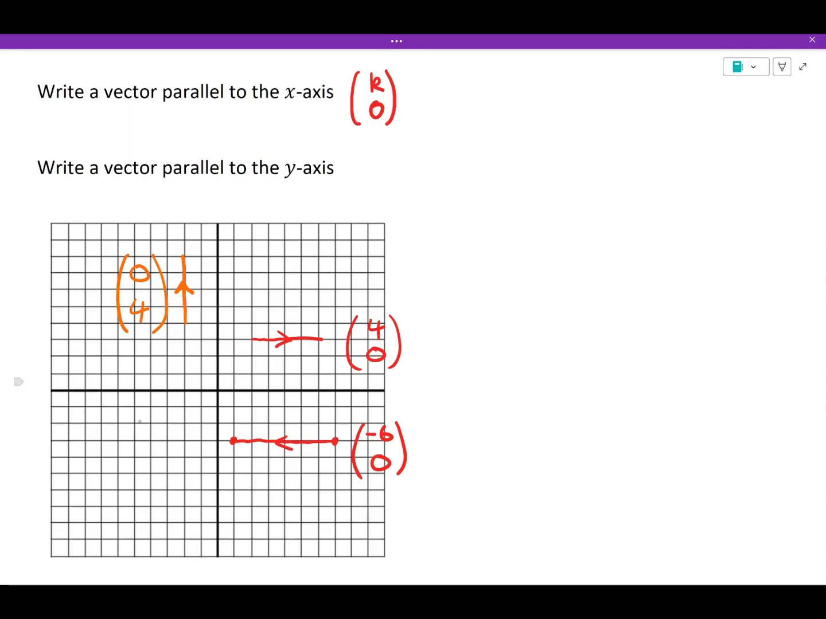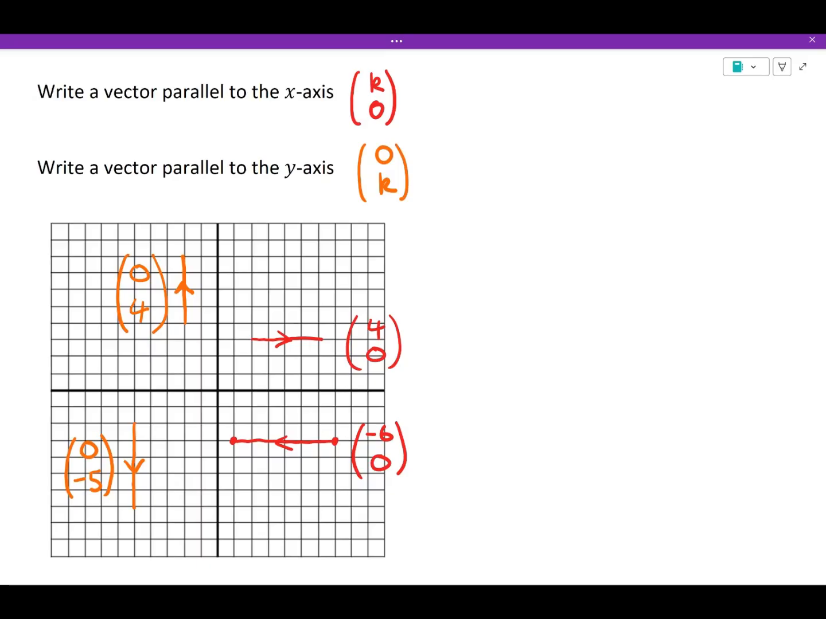Now if I was to do one more, let's go down here. Okay, like that. I'm going to put my arrow on it. Okay, so once again, we haven't moved to the left or to the right, so our horizontal component is 0. And it seems that we moved 5 down, so our vertical component is -5. So in general, if you want a vector parallel to the y-axis, it would have to be 0 for our horizontal component, and then our vertical component will be some non-zero number k. Of course, it doesn't have to be integers, it could be fractions, that's fine.